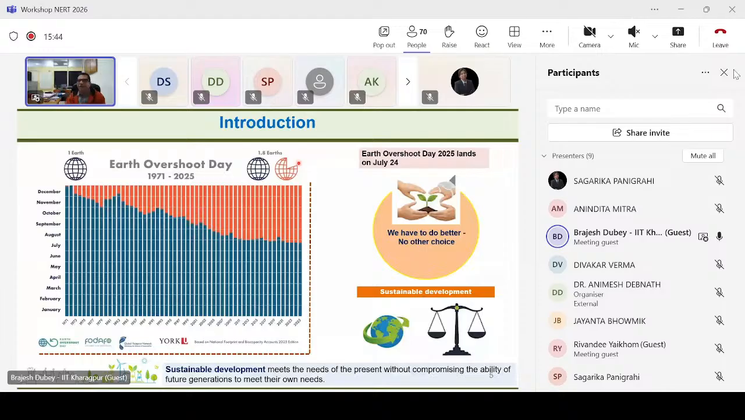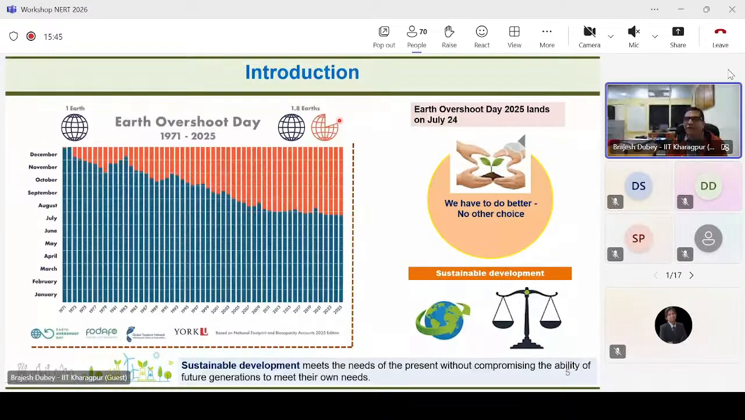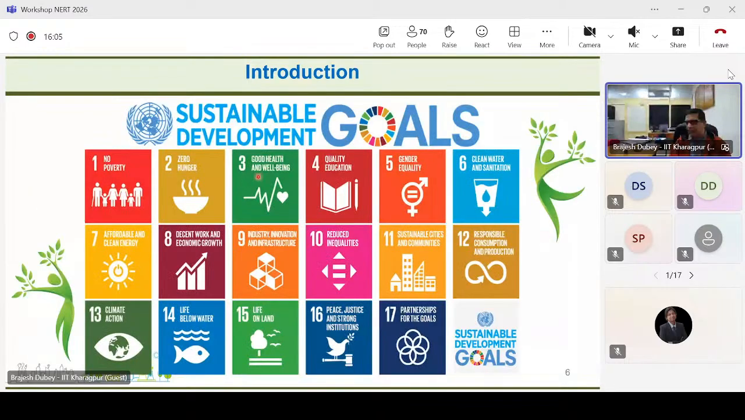It says you meet the needs of the present without compromising the ability of future generations to meet their own needs. The way we are consuming, as you can see, what are we really going to leave for the future generations? Their life will be very difficult. In this background, you can say the SDGs came about. We have no poverty, zero hunger, good health, quality education, gender equality, and you know this nice looking colorful picture with 17 goals.